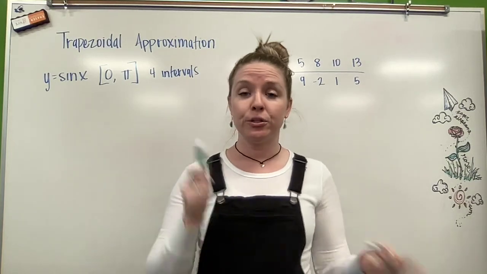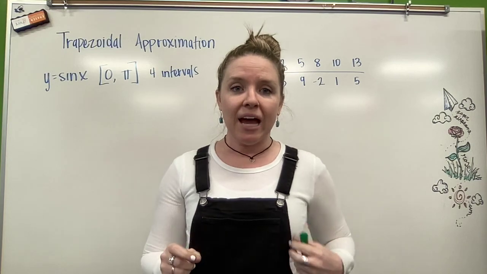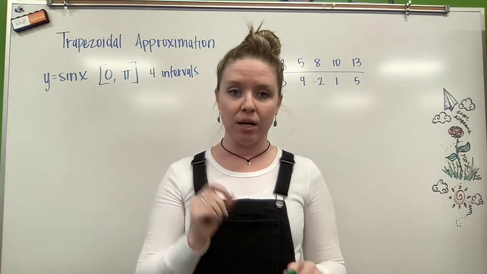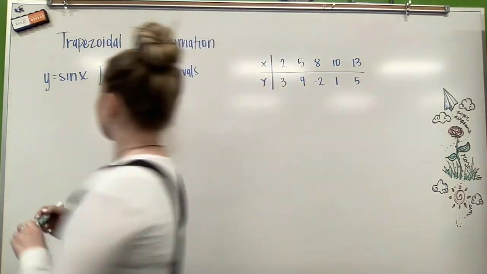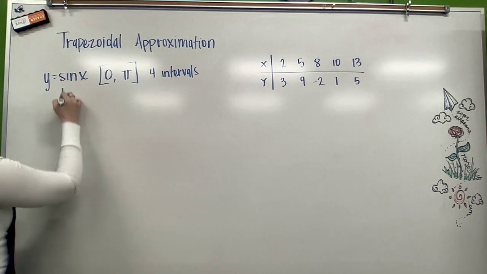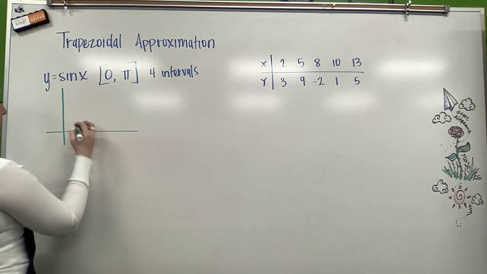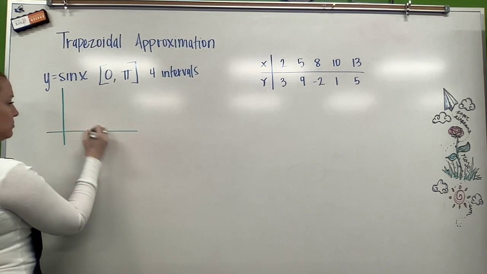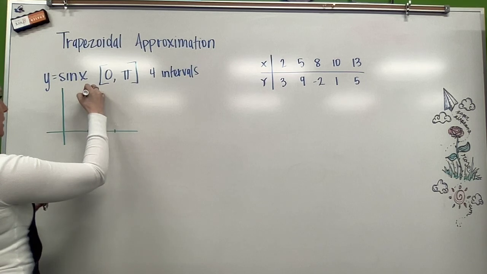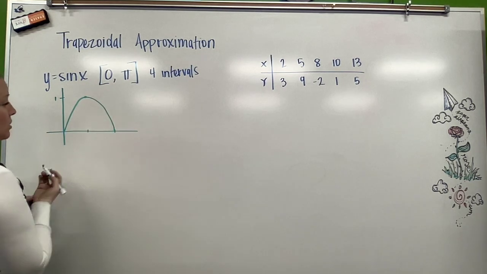So we know how to do LRAM, RRAM, and MRAM. What we're going to look at now is trapezoidal approximation. If you remember when we've been doing our waves, I'll go ahead and set up this equation for us. So sine from 0 to pi. Our curve's going to look like this.